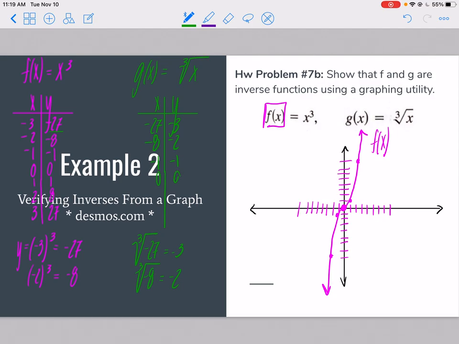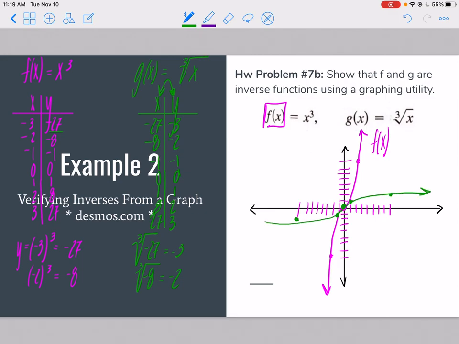Cube root of 0 is 0. Cube root of 1 is 1. Cube root of 8 is 2. And cube root of 27 is 3. So these are, in fact, all switched. And we saw just by looking at the graph as well that they look like they've been reflected over the line y equals x. So 0, 0 here. Negative 1, negative 8, negative 2. And then over here, same thing.